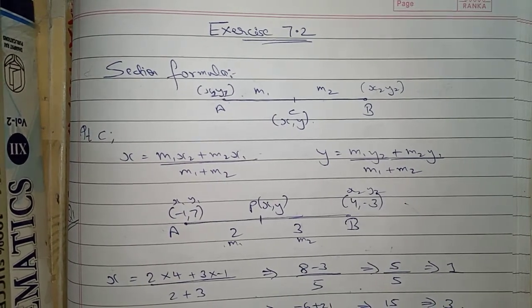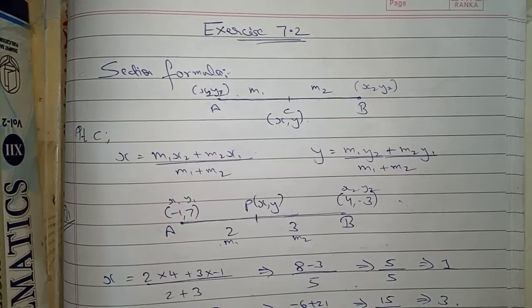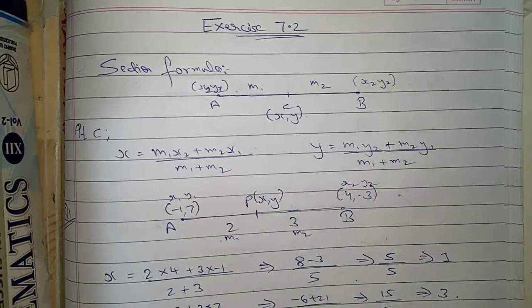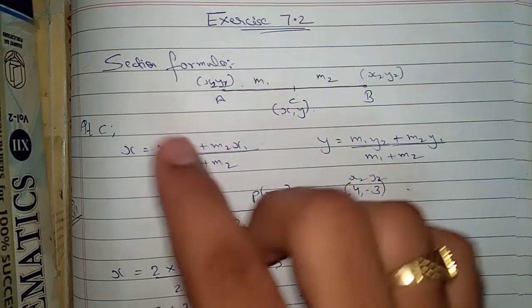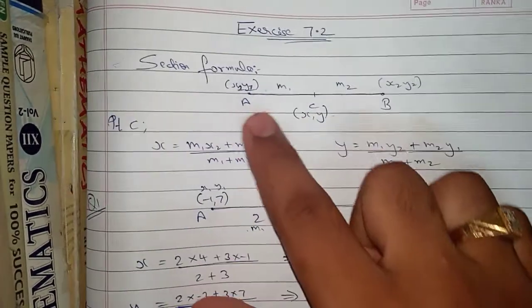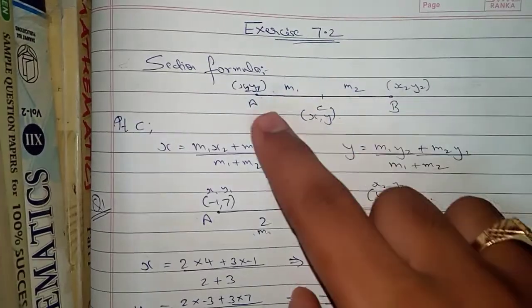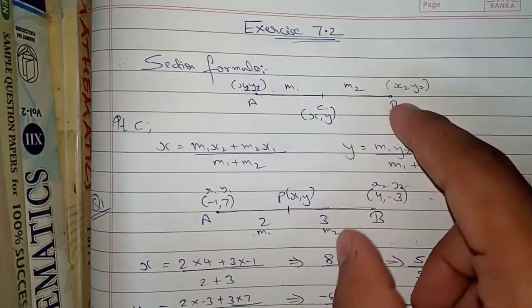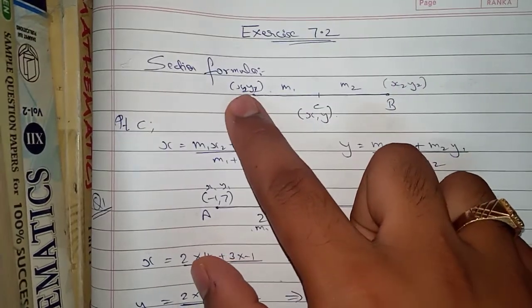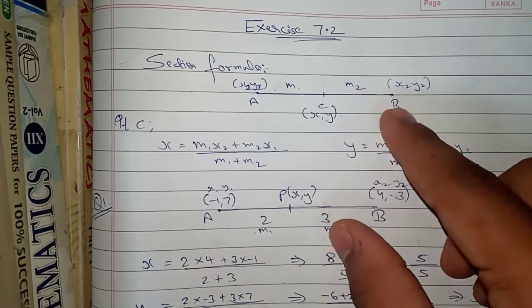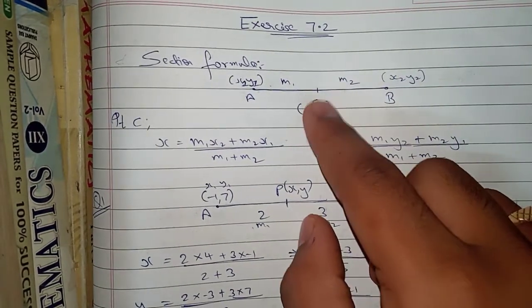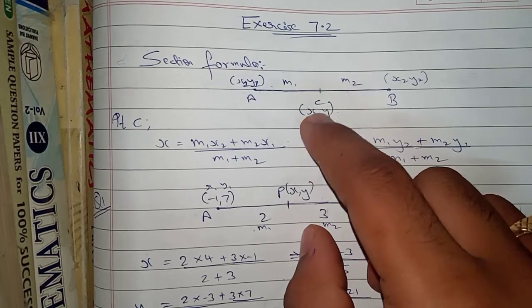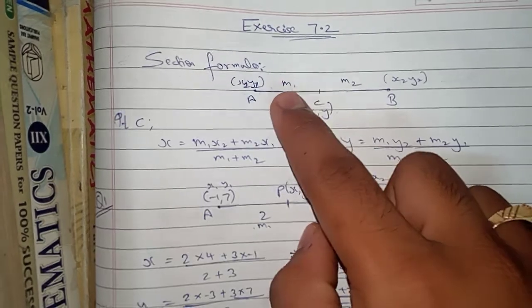Good morning class. So today we start exercise 7.2. Our topic is the section formula. What is this section formula? Look at that. Suppose a line is given, and A and B are the 2 points. The point A is given as (x1, y1) and the point B is given as (x2, y2). C is the point where it divides the line in the ratio m1 and m2.